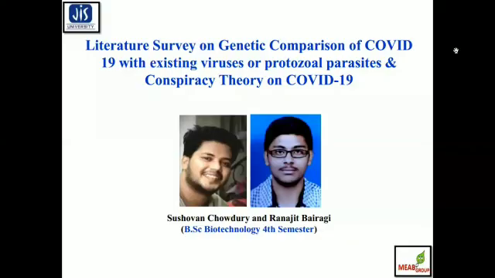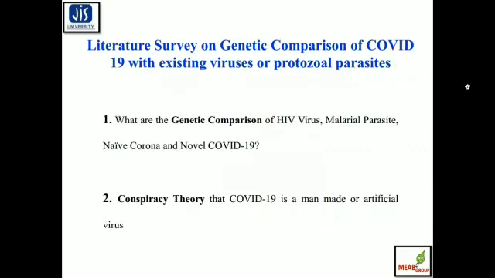The next most interesting topic of this project is the literature survey on genetic comparison of COVID-19 with existing viruses and protozoal parasites, and conspiracy theory on COVID-19. The project has been conducted by Sushovan and Ronojit, BSc Biotechnology 4th semester students. Literature survey on genetic comparison of COVID-19 with existing viruses and protozoal parasites.